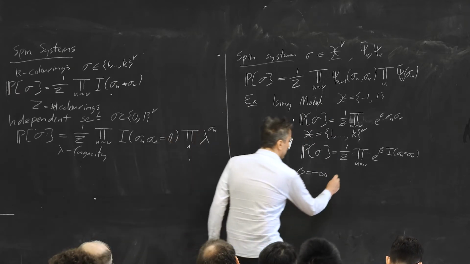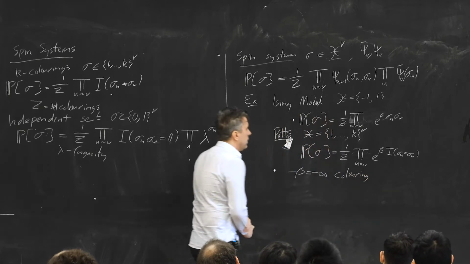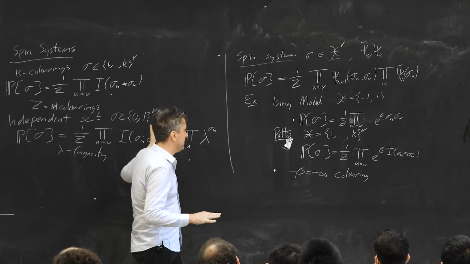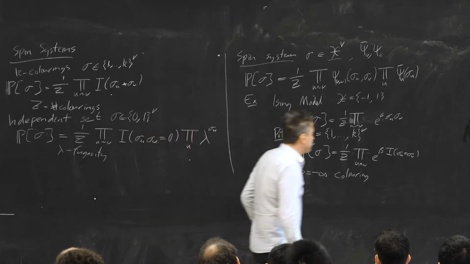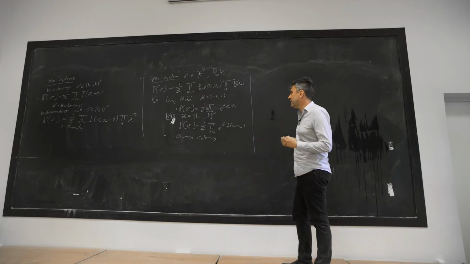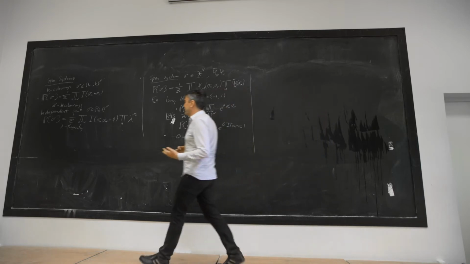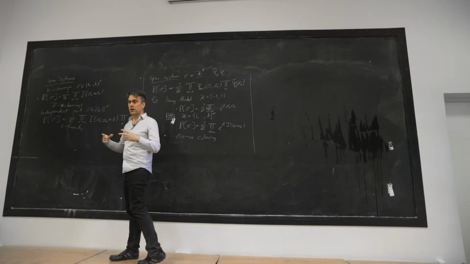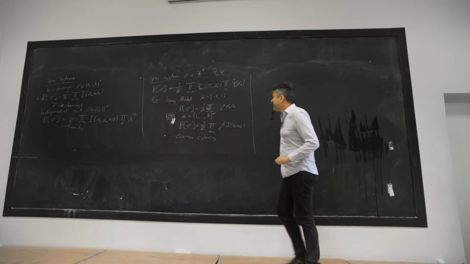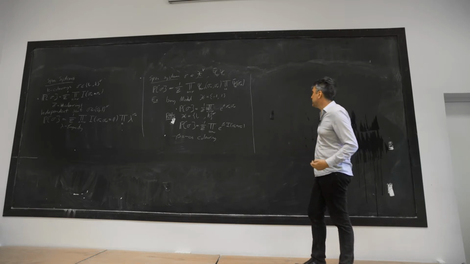Okay, so why do I want to care about these models? Well, first of all, we'll want to understand things like random colorings on the different random graph models, and these spin systems have nice conditional independence properties.